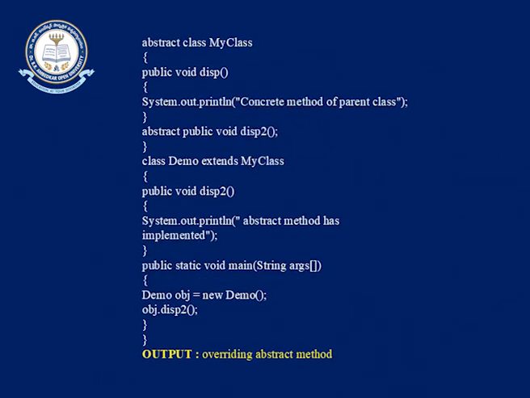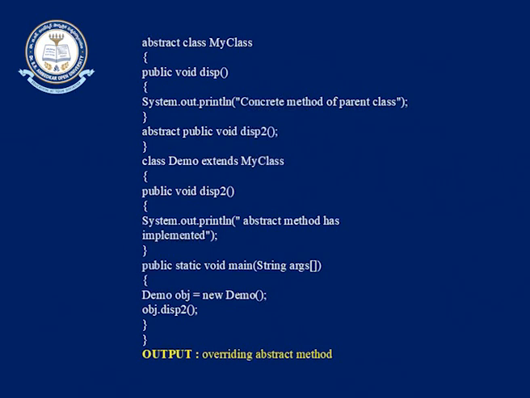One more example is given where I have an abstract class, and DISP is the method which I am writing in that, but I am not writing the implementation part. Another method, DISP2, is also there in the abstract class, where I am writing the implemented method. Now, I want to create an object for the class called Demo. OBJ is new Demo. Demo is a derived class, which extends the abstract class called MyClass.